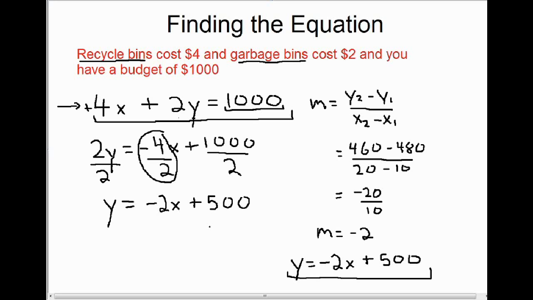That took quite a long time, whereas if I just rearranged the equation, isolated y, now we can look at this equation, and again we can see that the slope is -2 and the y-intercept is positive 500. Same thing that we got with the other method, but we got it by rearranging the equation.